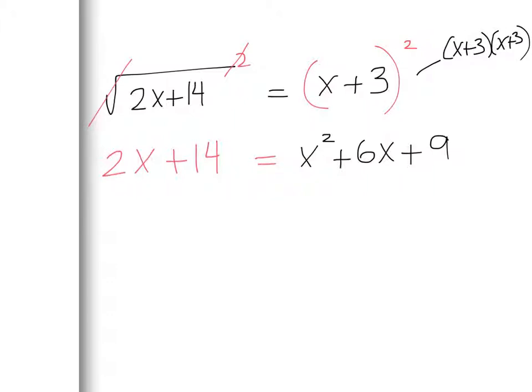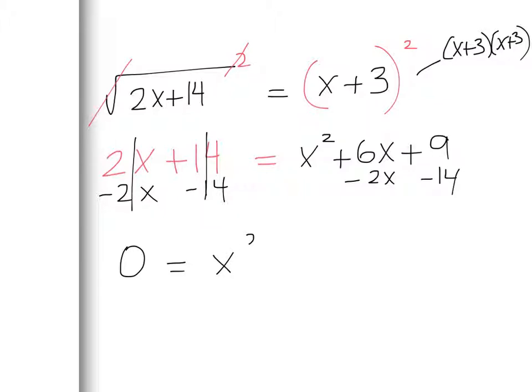Okay? Now when you get something like that, you see an x squared and an x, then you have to think of factoring. So you need to move everything to the other side of the equation. So let me move the 2x and move the 14 by subtracting them. So I end up getting 0 on the left side of my equation. I get x squared plus 4x minus 5.